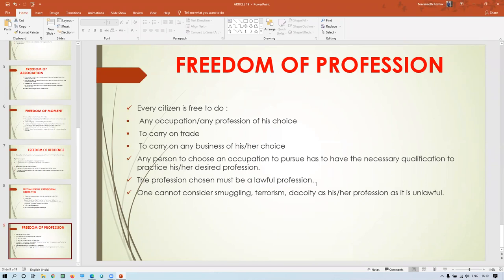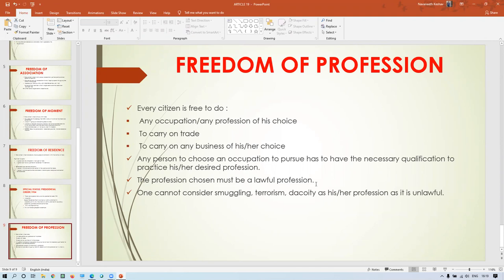Any person who chooses an occupation to pursue has to have the necessary qualification to practice his or her desired profession. If you want to become a lawyer, you'll have to study LLB. If you want to become a doctor, you'll have to study MBBS. That is the freedom of profession which India gives to us. But studying an unrelated degree and going into something else does not become a freedom of profession.